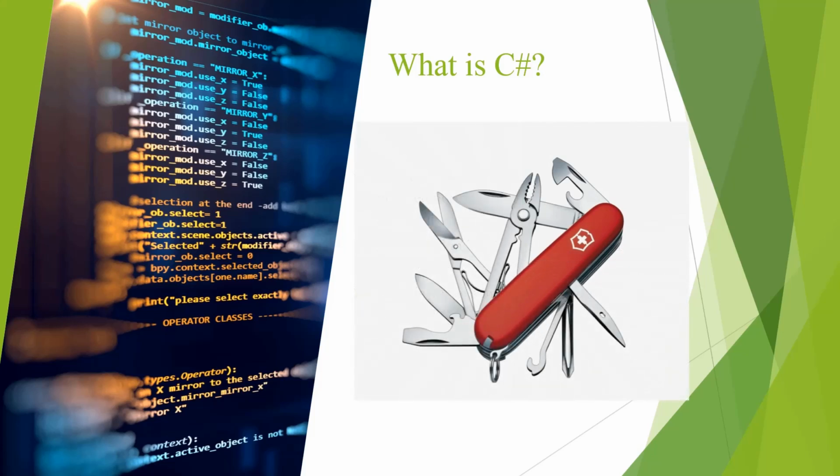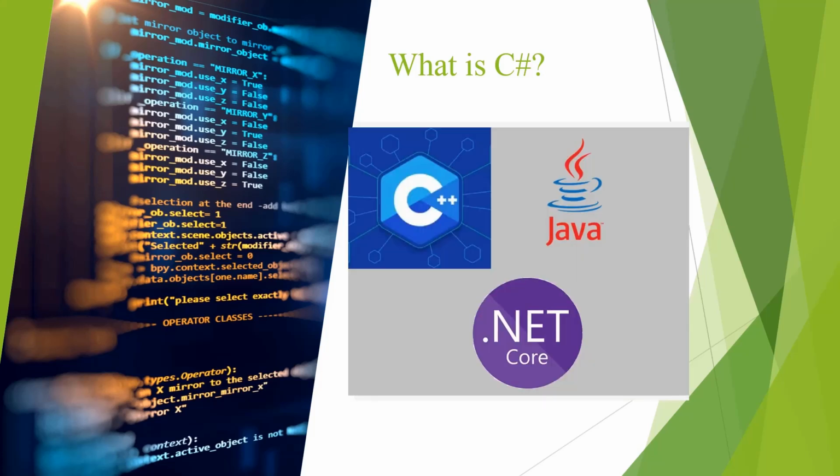Think of C Sharp as a Swiss Army knife for programming. It gives you the tools to build almost everything. C# language was heavily influenced by C++ and Java, making it powerful yet easier to learn. Over the years, C# has evolved, and today it runs on .NET Core, allowing developers to build cross-platform applications that work on Windows, Linux, and Mac operating systems.